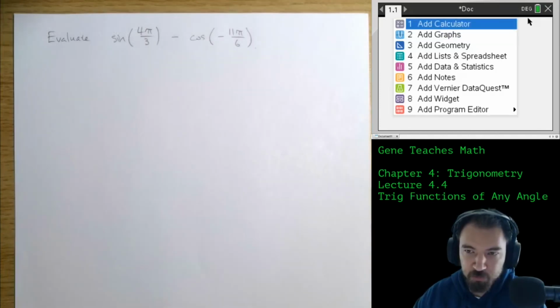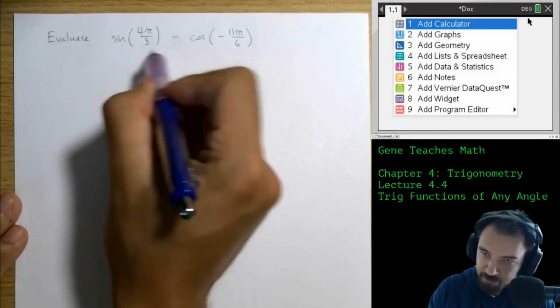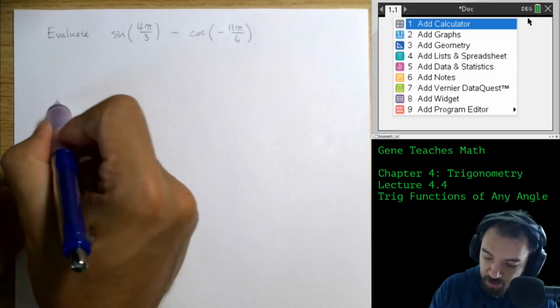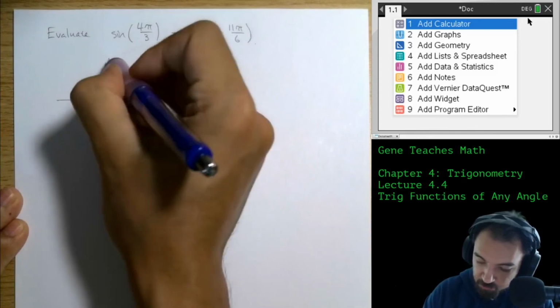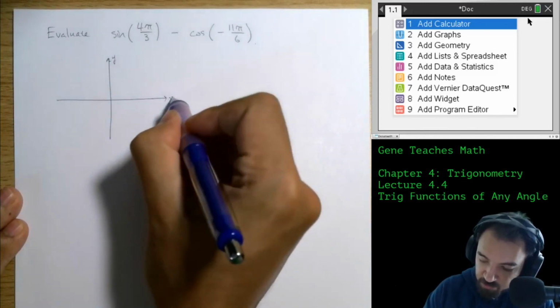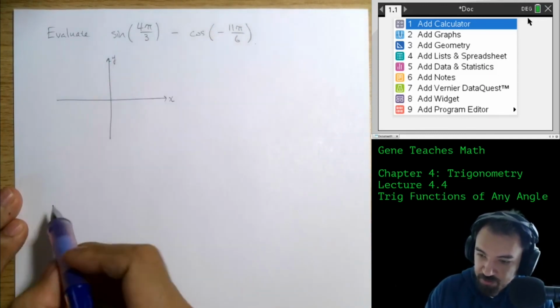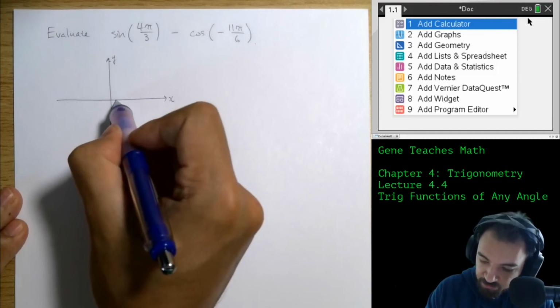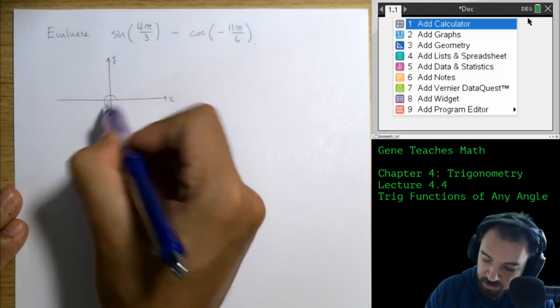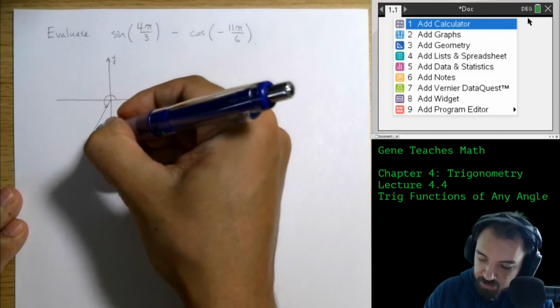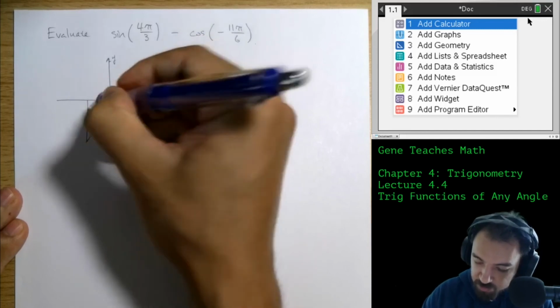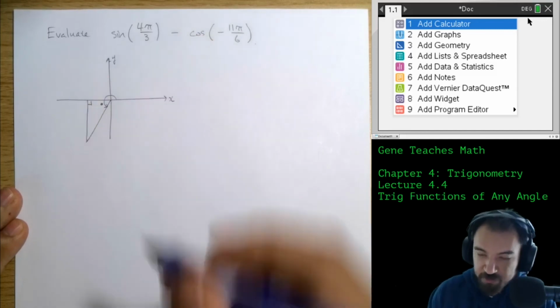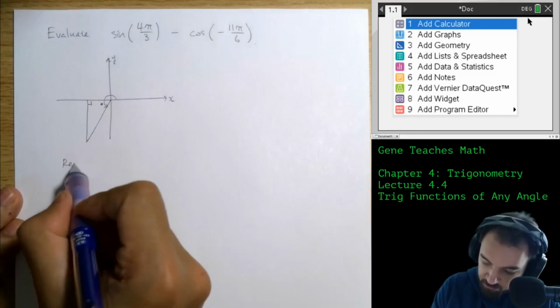Now let's imagine we want to evaluate something more interesting, like this. First, let's find sine of 4 pi over 3. We'll draw the xy coordinate system and say 4 pi over 3 counterclockwise is 1 1/3 pi. So it's 1 pi and 1/3. And we want to know, if we make this triangle, what the reference angle is.